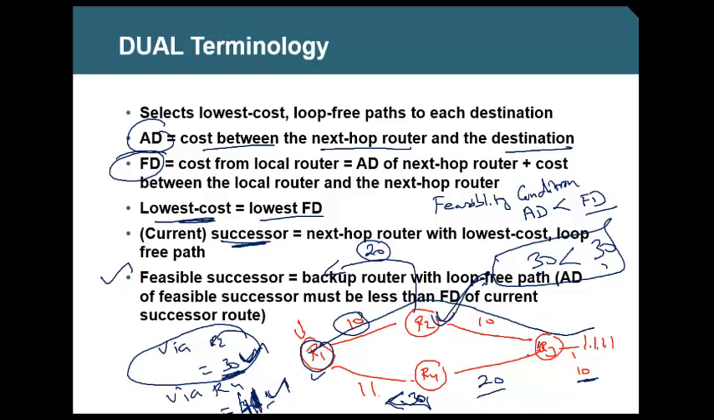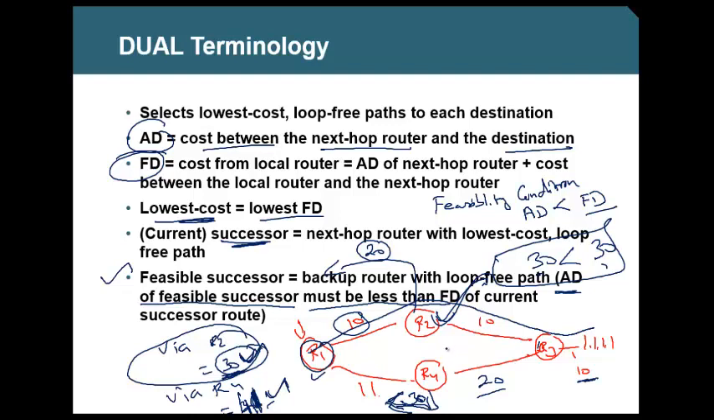What does the feasibility condition say? You see in the bracket here, the advertised distance of the feasible successor. What is a feasible successor? Backup route. The advertised distance of the feasible successor must be less than the FD. What is FD? 30. What is the advertised distance of the feasible successor? That is also 30.